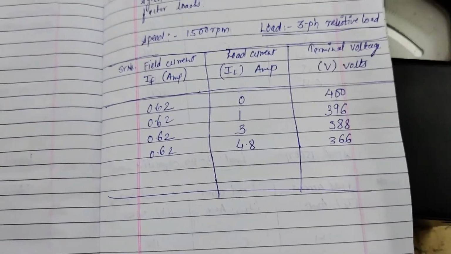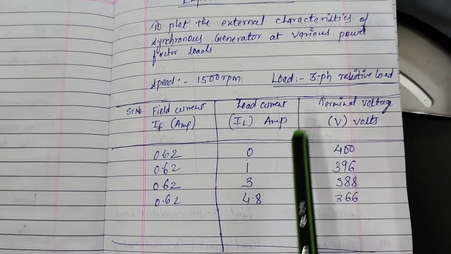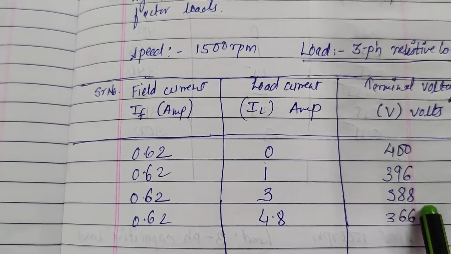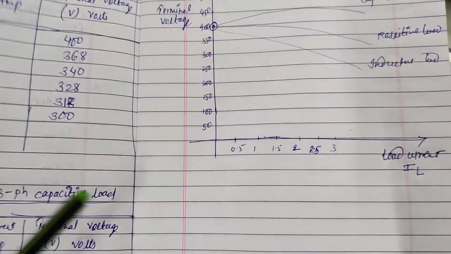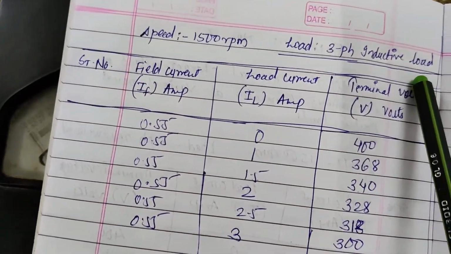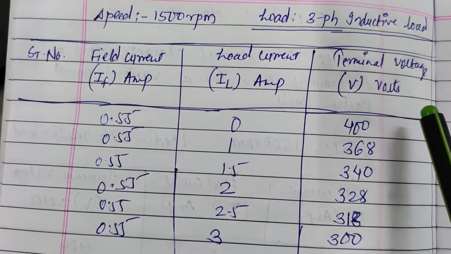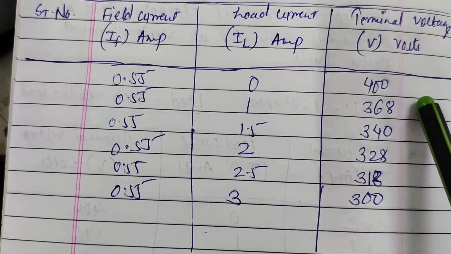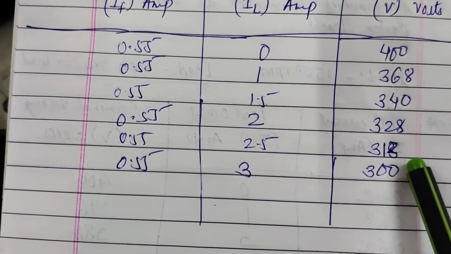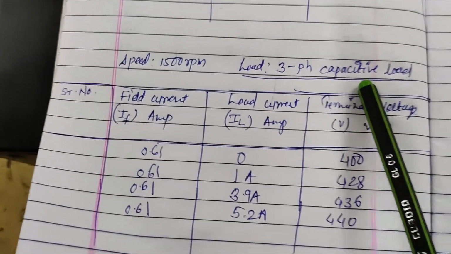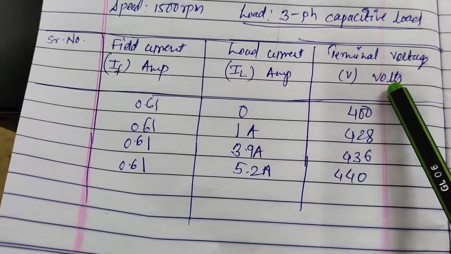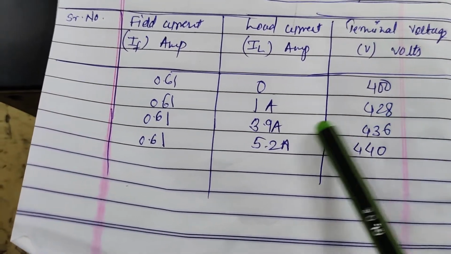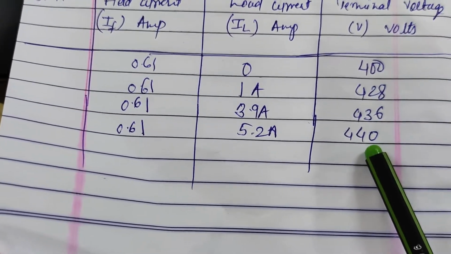So these are the observations for resistive load. We have seen that there is a drop in the terminal voltage, right? Then we went with inductive load. Because of demagnetizing armature reaction, you will see that the terminal voltage after loading is getting reduced, right? And the third load, capacitor load, due to the magnetizing effect of armature reaction, you can see that the terminal voltage after loading is increasing. Okay, these are the observations.